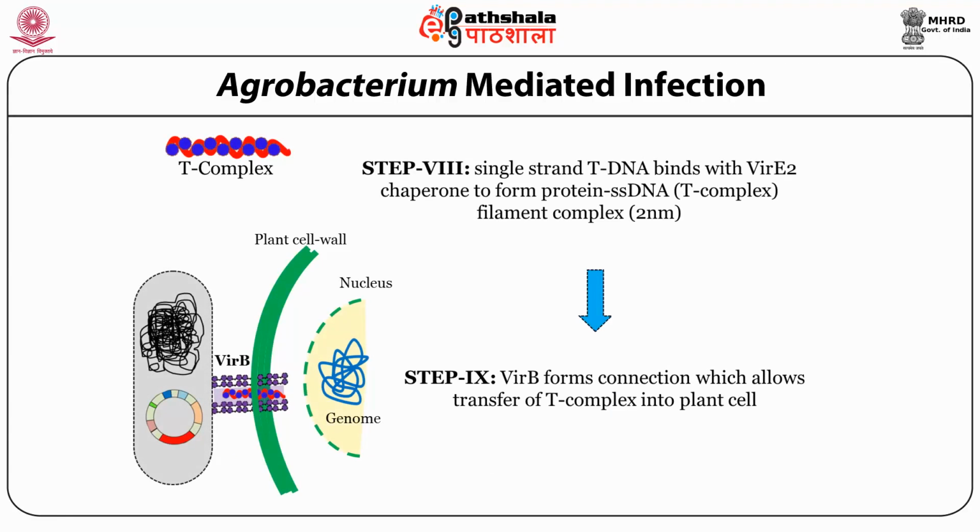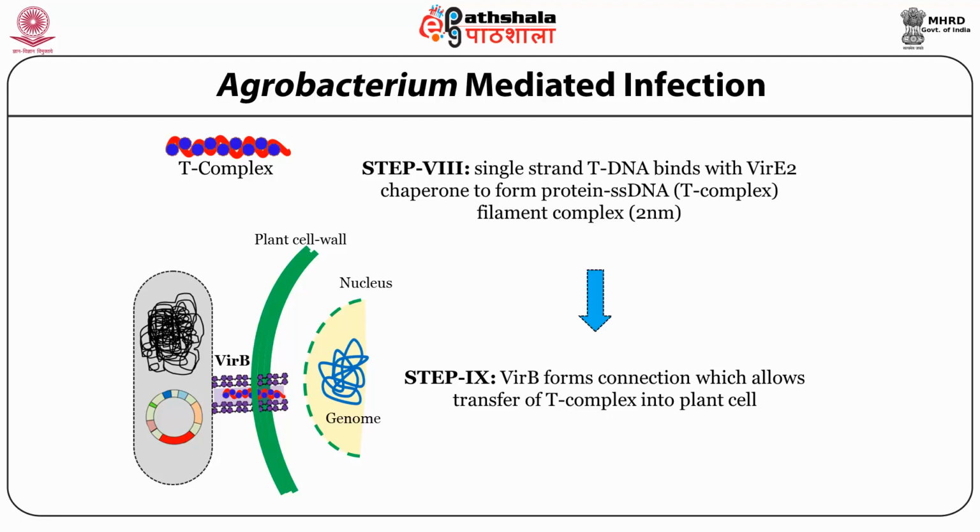Once the single strand tDNA is formed, it needs to be protected against the endonucleases or exonucleases that are present in the cell. Therefore, immediately this complex is bound by a chaperone protein, Vir-E1, which makes a complex named the T complex. Now this T complex is much more stable, and it can make a filament-like structure which is 2 nanometers in width, which is capable of passing through the membranes of bacteria as well as a plant.